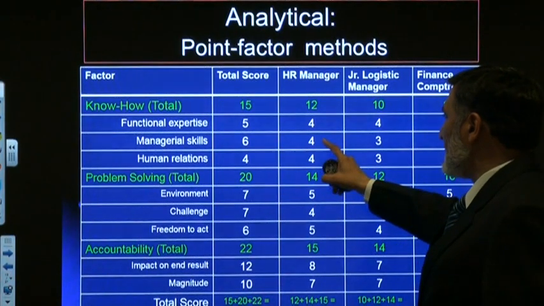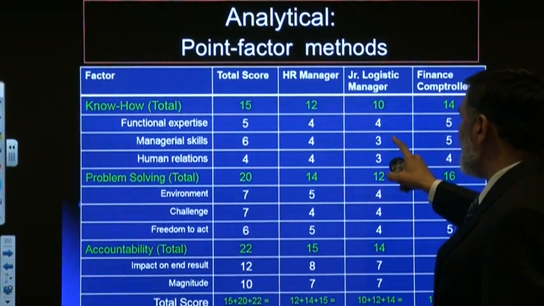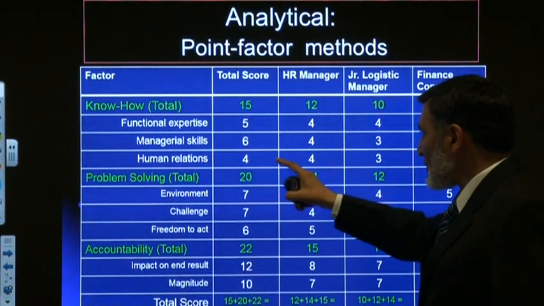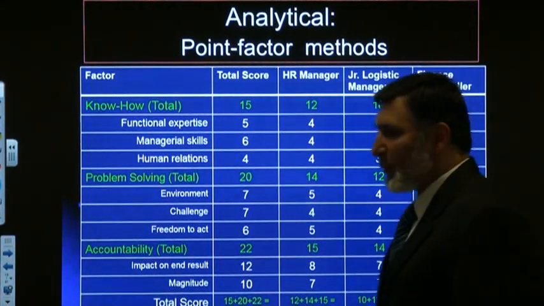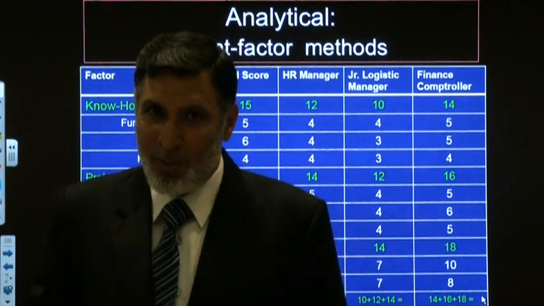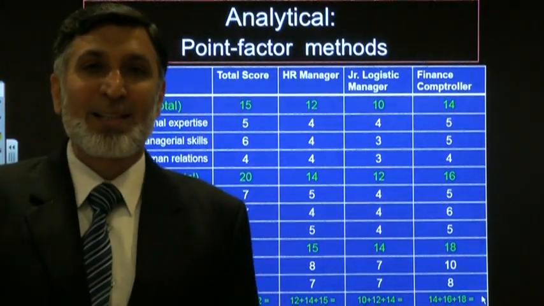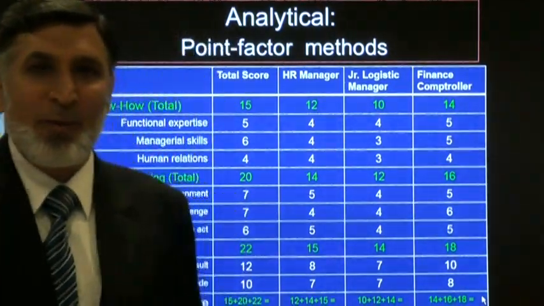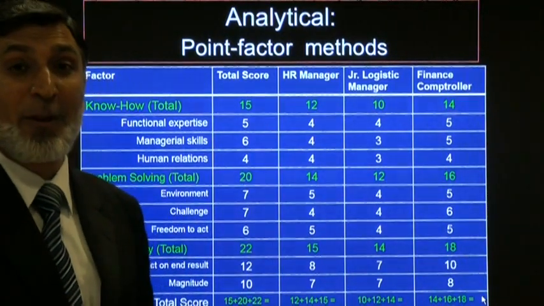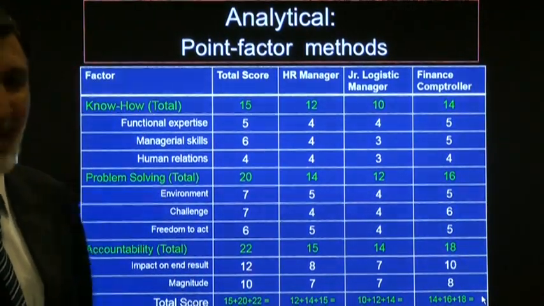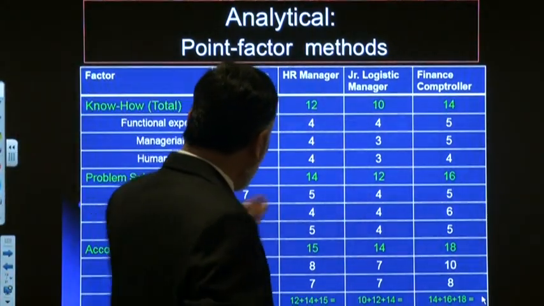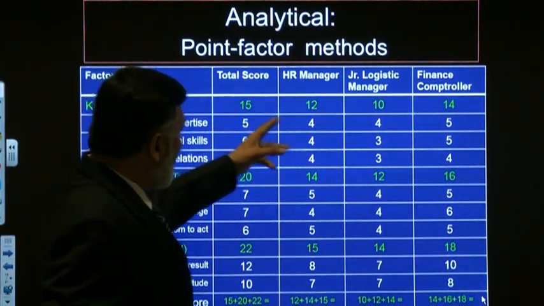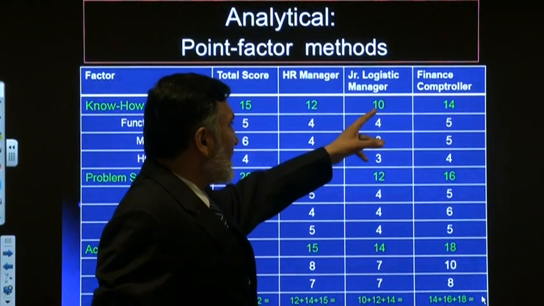Managerial skills, out of 6: HR manager got 4, junior logistic manager 3 and controller 5. Human relations is very important for the human resource manager. Since we are working in HR, we know that the HR department is based on relations, and if we don't have the relation with the customers, we will not be in the organization. Our survival is certainly based on our customers, and our customers are the employees. 4, 3 and 4. So out of 15, HR manager got 12, junior logistic manager 10, and the controller 14.